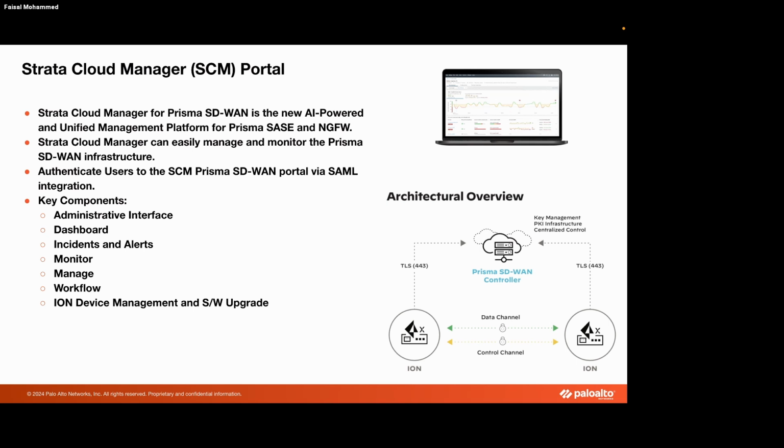The key components of the Strata Cloud Manager are the administrative interface, which is the central location from which you create your configuration, manage your configuration, monitor your configuration, and communicate with your Prisma SD-WAN infrastructure. Then the dashboard, incident and alert, monitor, manage, workflow. These are the menus in Prisma SD-WAN Strata Cloud Manager, along with ION device management and software update. Today we are just going to have an introduction into these different parts of Strata Cloud Manager. Tomorrow we will go deeper into incident and alerts, monitor, and dashboard, which is primarily how to use these pages, these features in the Strata Cloud Manager to aid you in your troubleshooting.